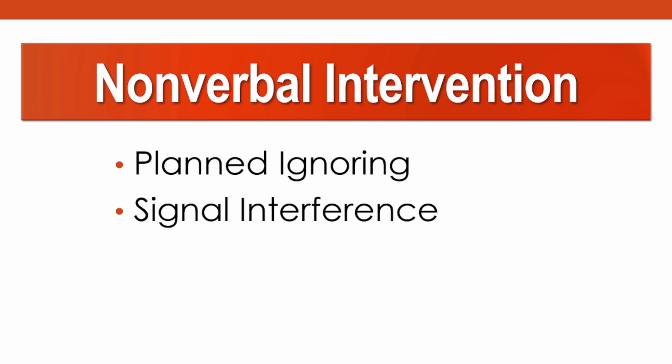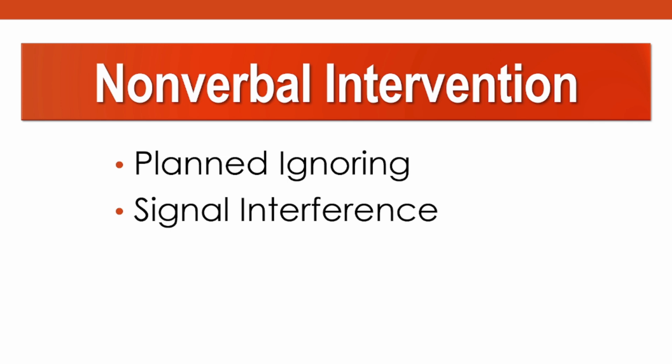The second nonverbal technique is signal interference. Let's say you notice a student chatting with a neighbor during a lecture. You make eye contact with the student and shake your head slightly. This subtle signal communicates that the behavior needs to stop without interrupting the lesson. The student receives the message and refocuses, minimizing disruption and keeping the lesson on track.